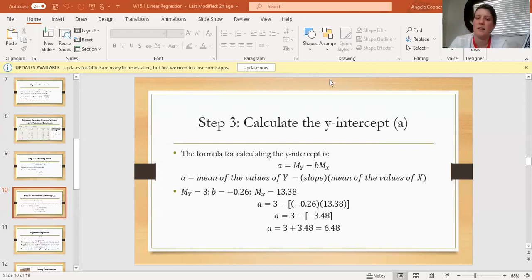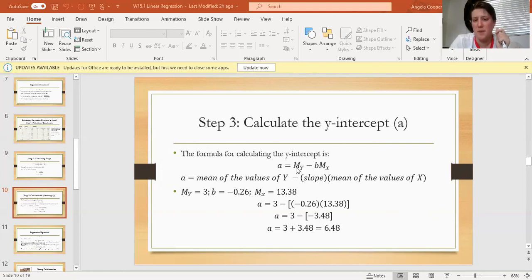So the first thing we need to do to calculate the y-intercept is multiply our slope times the mean values of x. So we have negative 0.26 times 13.8. That gives us negative 3.48. Now that we have b times mx, we can take the mean values of y minus that number. Again, the number we got from multiplying slope times mean of x was negative 3.48.